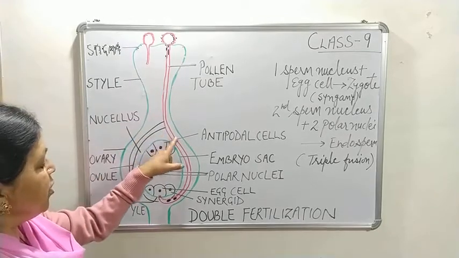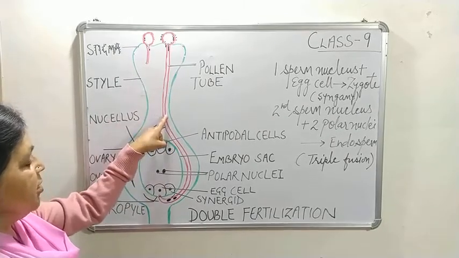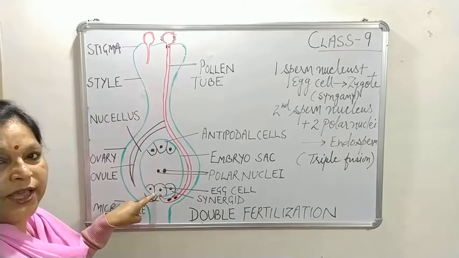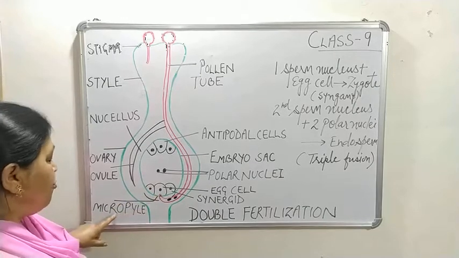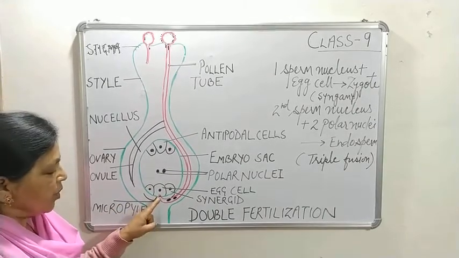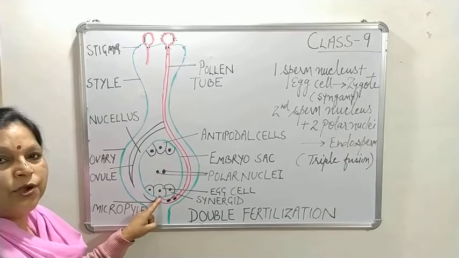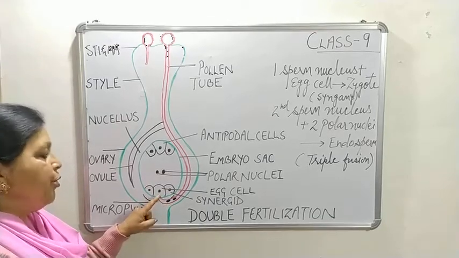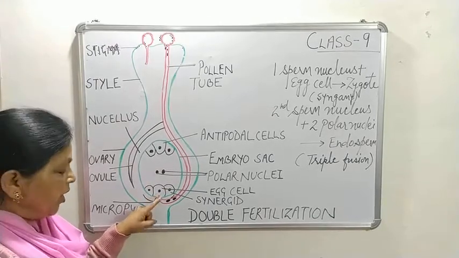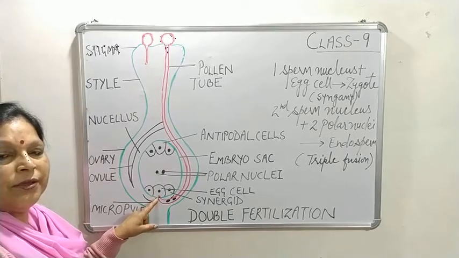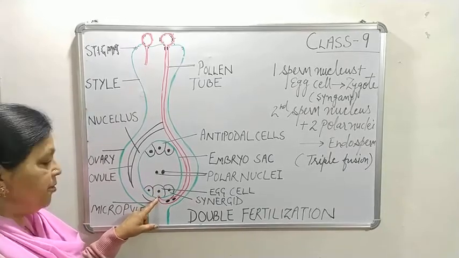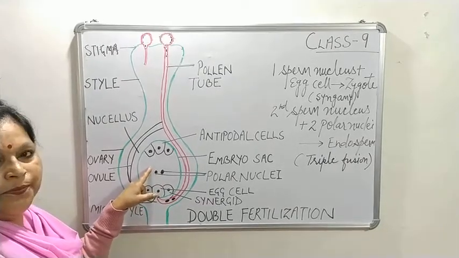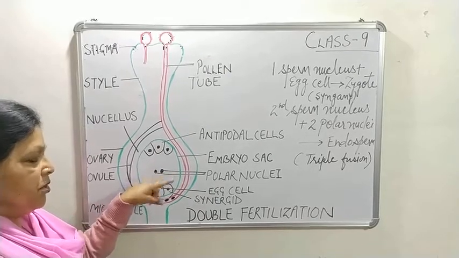Now this pollen tube will grow towards the style and the ovary and will enter inside the embryo sac, that means inside the ovule, through the micropyle. You can see there is a small nucleus called the tube nucleus. This tube nucleus will guide the pollen tube towards the ovule. When it enters inside, the tube nucleus will disappear. It will degenerate. Then these two sperm nuclei will enter inside this ovule, this embryo sac.